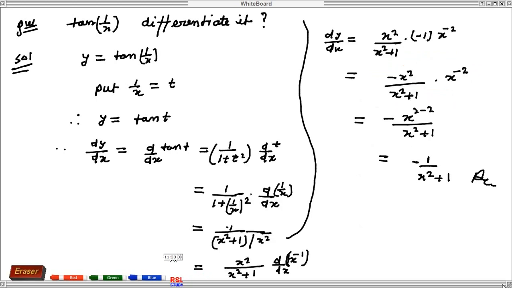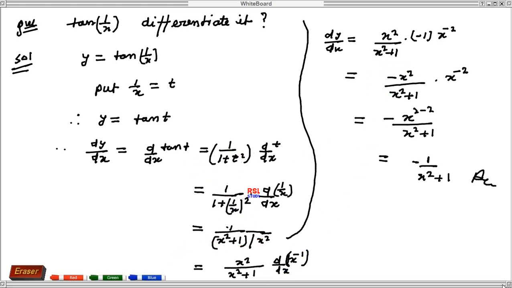Look here at the previous questions. Note I have written the formula for tan inverse t. If you differentiate tan inverse t, you will write 1 over 1 plus t square. So in this question, if there is tan inverse 1 by x, then this method is good. But here it is not tan inverse, it is only tan t. So differentiating like this is wrong.